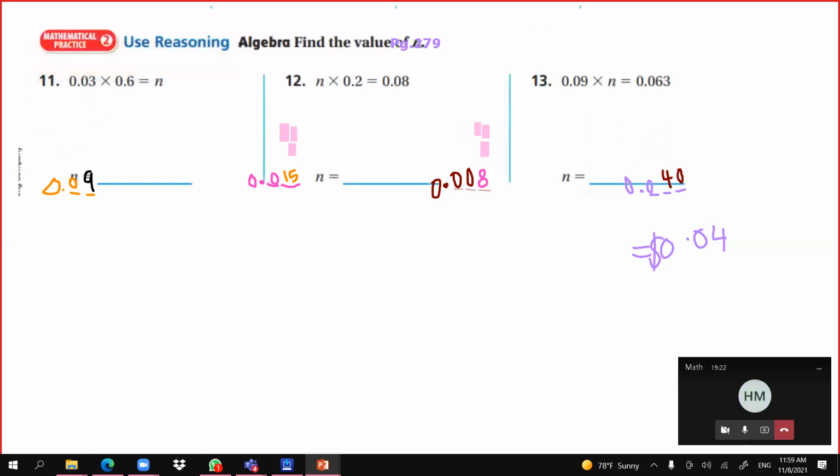Now, page 11. Here you have to find the value of n. This is exercise 11, 12, 13, page 279.